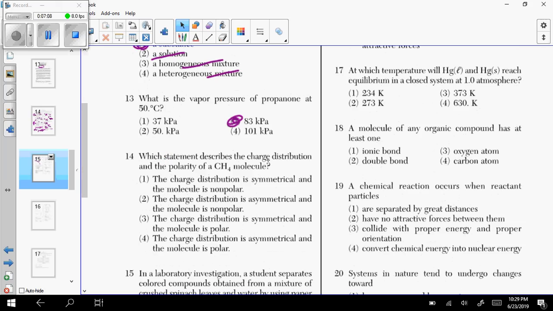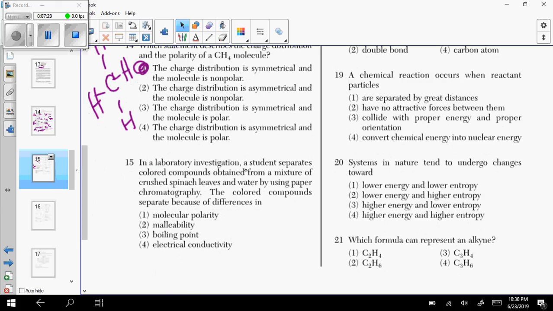Which statement describes the charge distribution and polarity of CH4? All right, here's CH4. It's very symmetrical, which means it has an even distribution of charge, and it is symmetrical. So symmetrical and nonpolar. Yep.